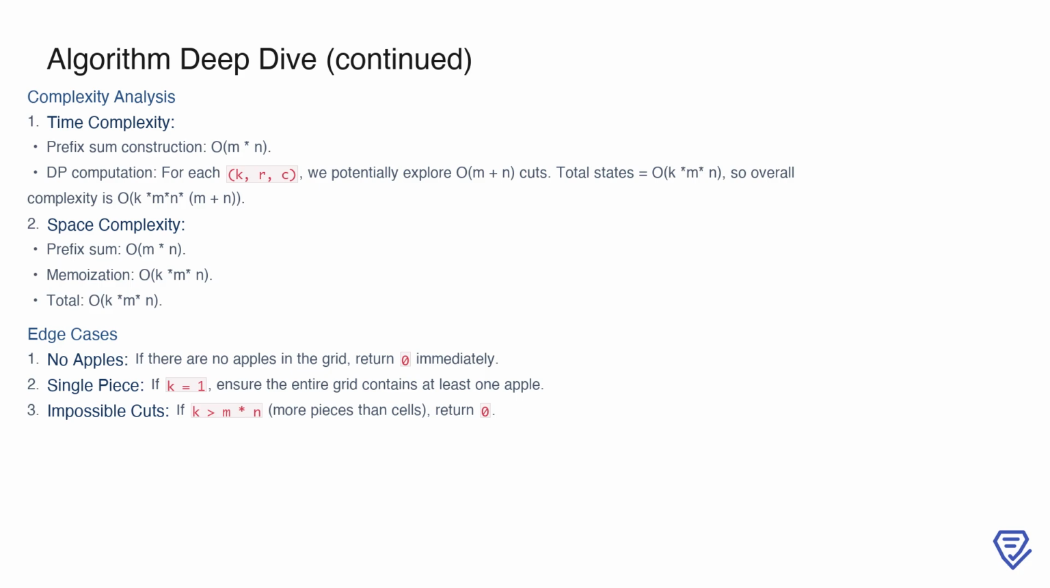Lastly, we handle several edge cases. If there are no apples in the grid, we return 0 immediately. If k equals 1, we ensure the entire grid contains at least one apple. Finally, if the number of pieces, k, exceeds the number of cells in the grid, it's impossible to make such cuts, so we return 0. These considerations help ensure the algorithm is robust and handles all scenarios effectively.